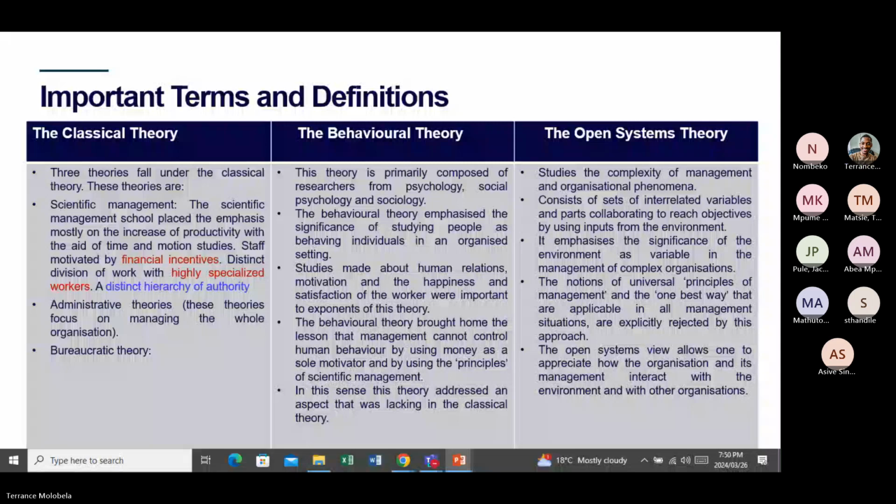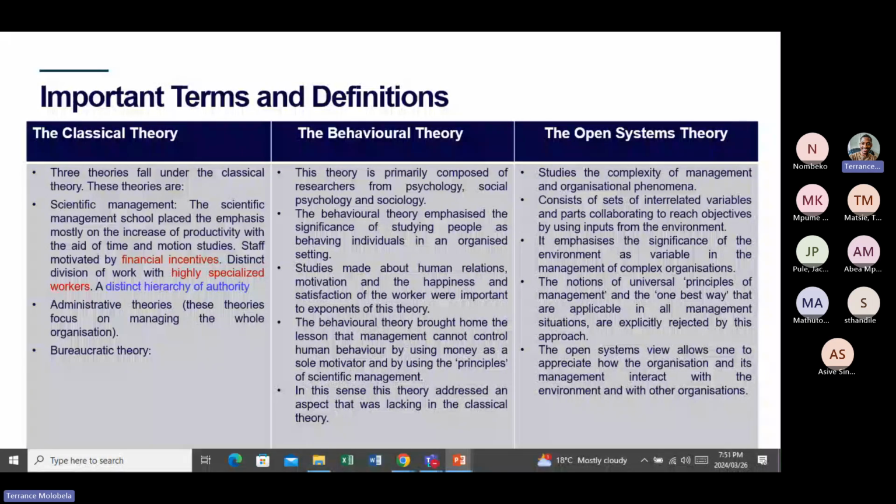In other words, they must decide to do it. You don't give them money for them to do it, because if you stop giving them money, then it means they will stop behaving the way you want. So that's what the behavioral theory is all about. So the open system theory also studies the complexity of management and organizational phenomena within an organization.